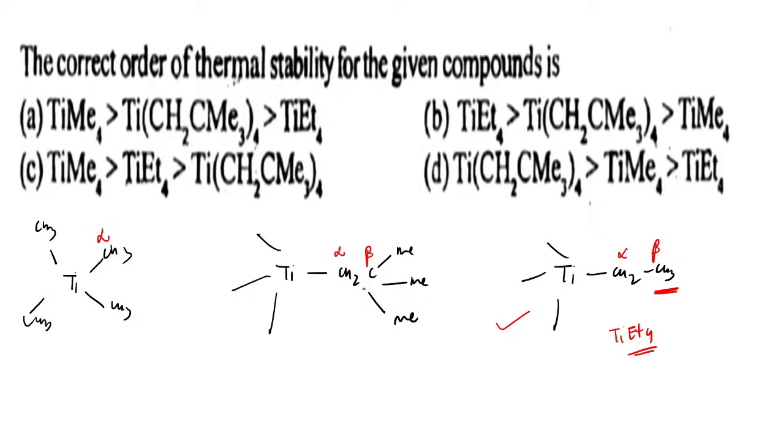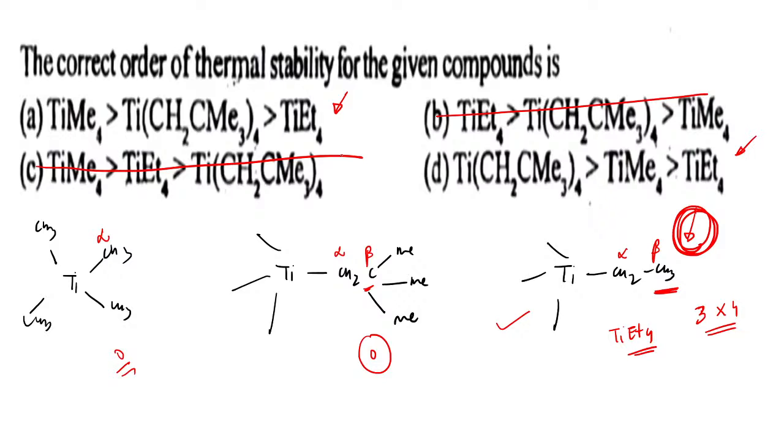So in this complex we have 0 beta hydrogens. We have 3 more groups, so 3 into 4, so we have this much amount of beta hydrogens. In this case we have 0 beta hydrogens, and in this case also 0 beta hydrogens. So this is highly unstable. If it's unstable, the thermal stability of titanium Et4 should be least. So we can cancel out options B and C.